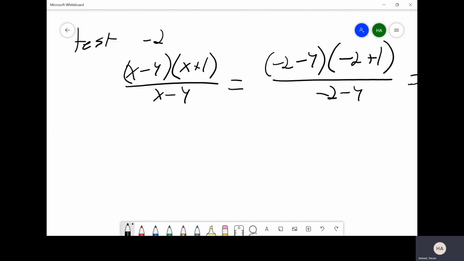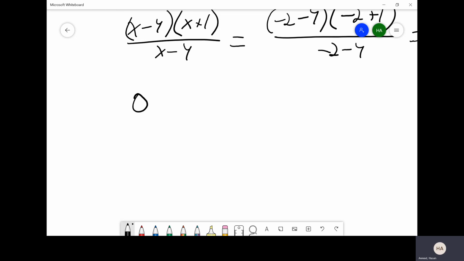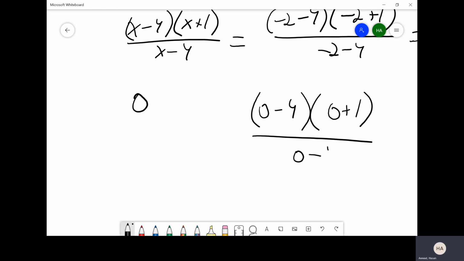Okay, now we have to test 0. So testing 0, we get 0 minus 4 times 0 plus 1, and this is over 0 minus 4.